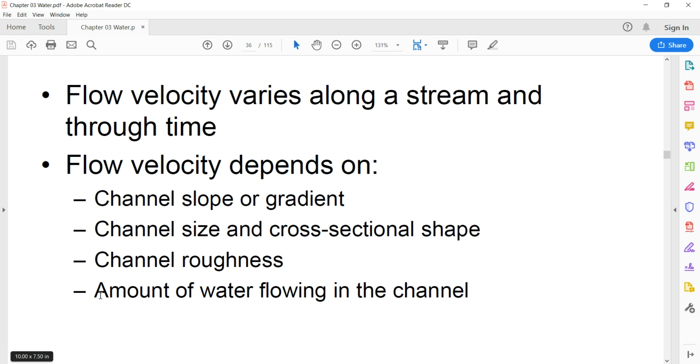I want you guys to memorize this. The flow velocity depends on the channel slope. The slope is the most important one. And then the size of the channel, or the width of the channel. The third one is channel roughness. This is the only factor that slows it down, whereas for the other three factors, as you increase them, the flow velocity will also increase. On the other hand, channel roughness is the only factor where, as you increase the roughness, the flow velocity will decrease.